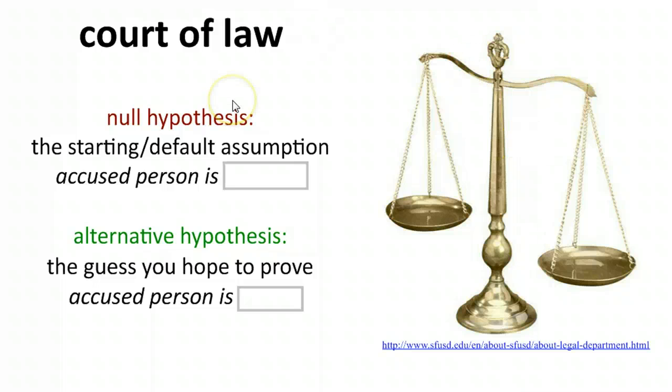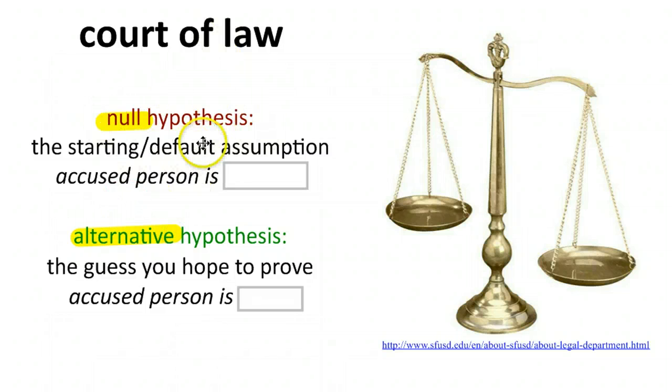Take a step aside from the Skittles for a moment and look at a court of law. There are two things that you can possibly be in a court of law. You can be either innocent or guilty. And we're going to start out with this idea of the null hypothesis and the alternative hypothesis.